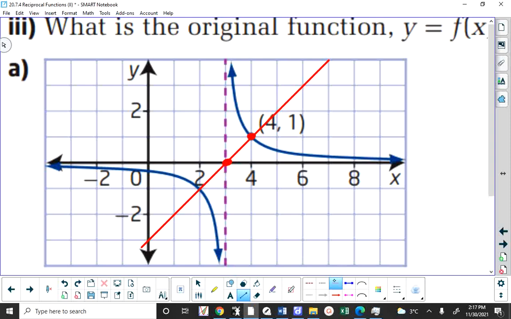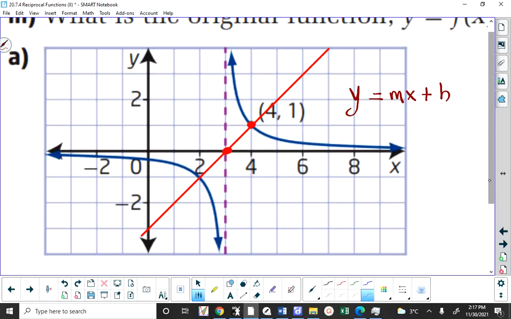How do you find the equation of a line? You use y equals mx plus b. We can see the y-intercept is -3. So this is going to be y equals the slope times x minus 3. You can see, I think, most of us, by looking at it, that the slope is 1. You go over 1, up 1, over 1, up 1.